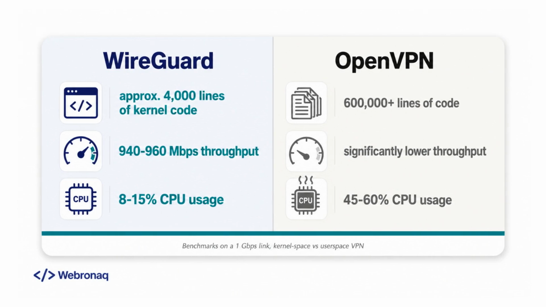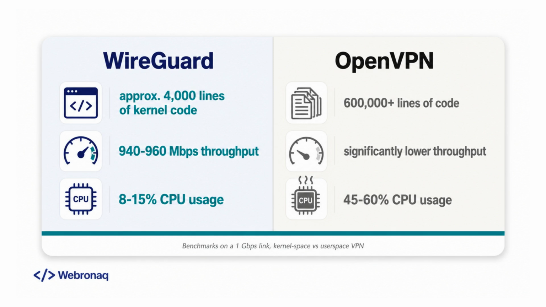Alright, let's talk about why WireGuard has replaced OpenVPN as the go-to choice for new deployments. OpenVPN has been around since 2001 and runs in user space, meaning every packet crosses the boundary between the kernel and your application layer twice. That overhead adds up. OpenVPN's codebase also exceeds 600,000 lines of code, which is a lot of surface area to audit for bugs. WireGuard takes the opposite approach. It lives inside the Linux kernel and clocks in at roughly 4,000 lines of code. That small size means one developer can read the whole thing in an afternoon.